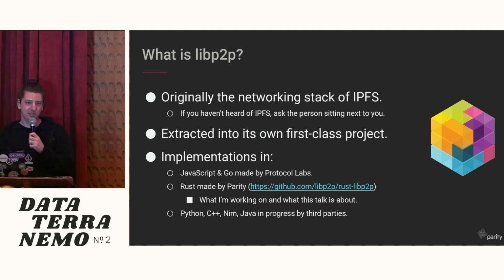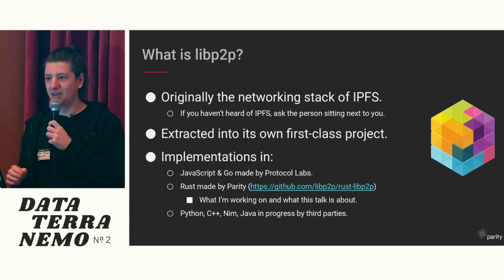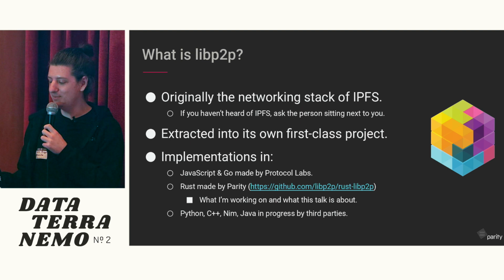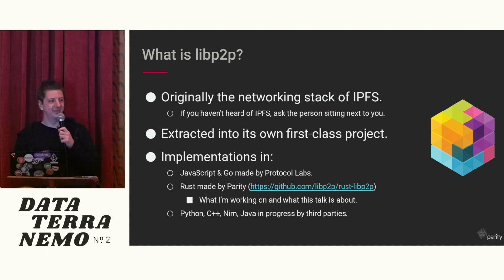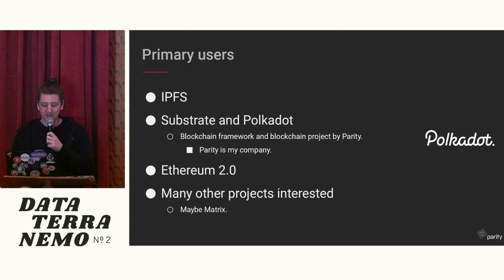We have implementations in JavaScript and Go, and one in Rust. That's the one I'm doing, so that's the one I'm going to present the most. That's the one I know. And also implementations in Python, C++, Nim, and Java that are in progress. A lot of libp2p people are in the room, so I hope you can correct me if I'm wrong. But I think I got them all.